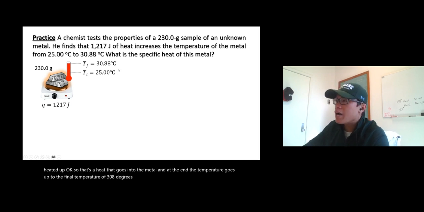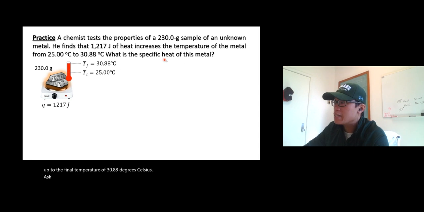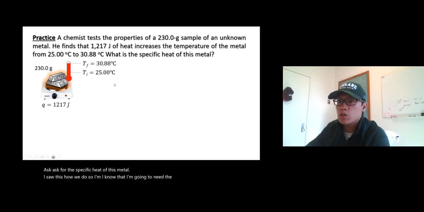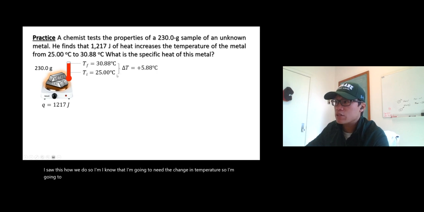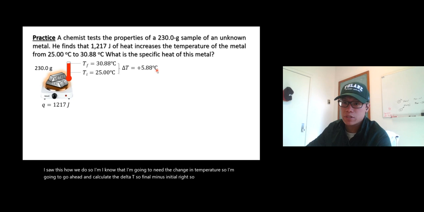Okay, it asks for the specific heat of this metal. All right, so this is how we do it. I know that I'm going to need the change in temperature, so I'm going to go ahead and calculate the delta T. Final minus initial. All right, so you get 5.88 degrees Celsius.